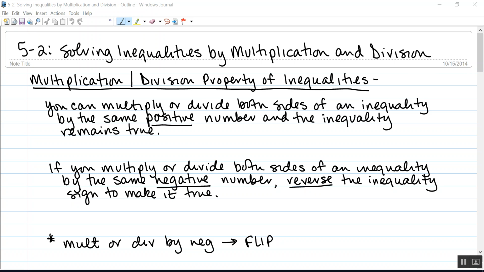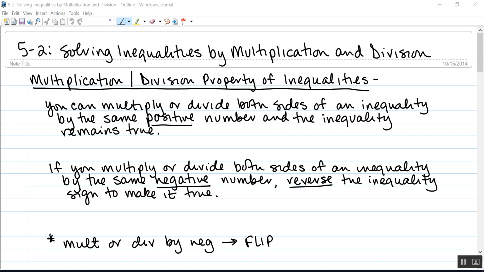Section 5.2 is on solving inequalities with multiplication and division. Let's take a look at the multiplication and division property of inequalities. You can multiply or divide both sides of an inequality by the same positive number, and the inequality remains true, just as we would with equations. Multiply or divide both sides of the equation by the same number.